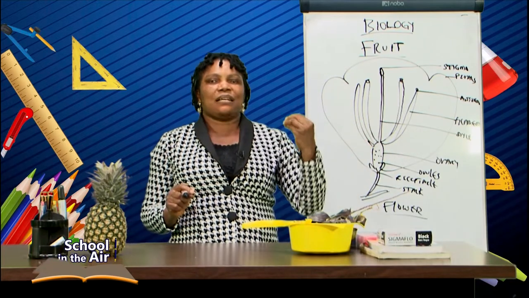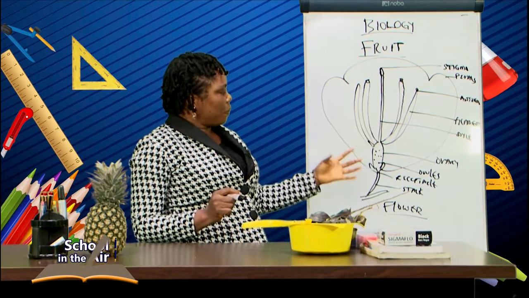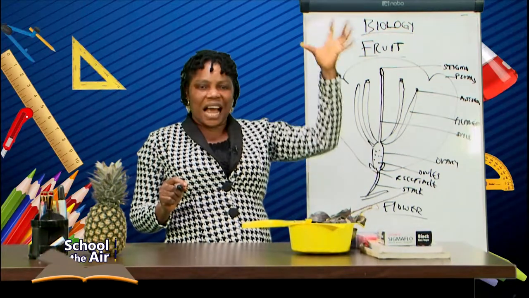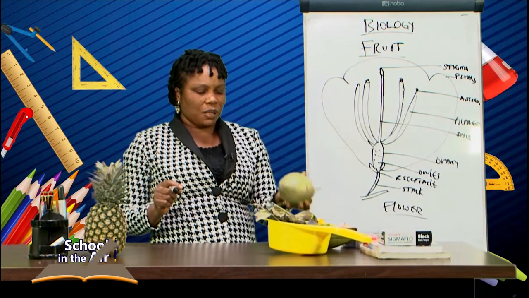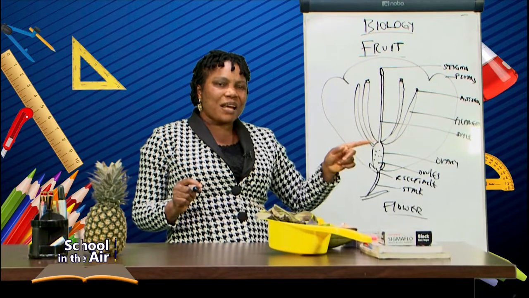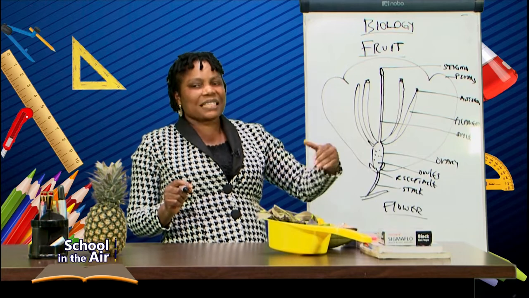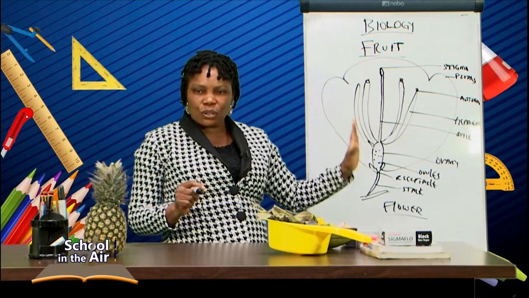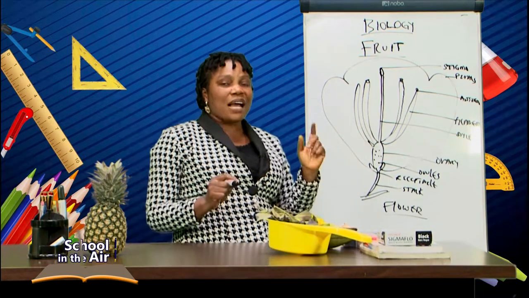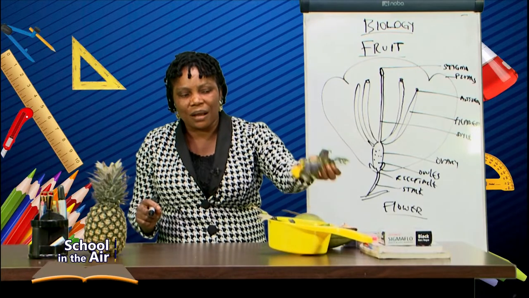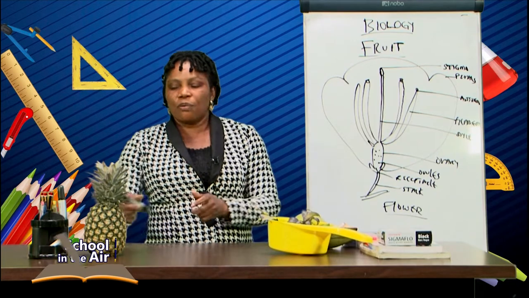So as nutrients are added to the plant, being absorbed from the soil, water and mineral salts, the fertilized ovary will increase in size and grow to become a fruit like this. And then the fertilized ovum that were inside the ovary before fertilization will now become the seed inside the fruit. So this is how a fruit is formed, from the fertilization of the ovary of a flower. That is why I said initially that every plant that has a flower has the ability to produce fruit. So that is the way fruits are formed.